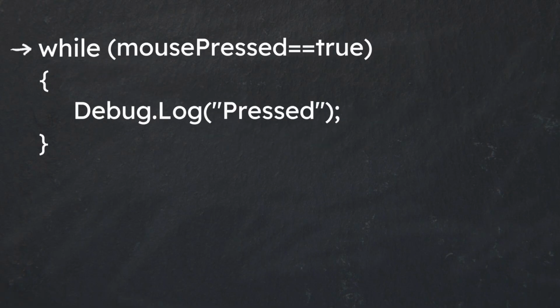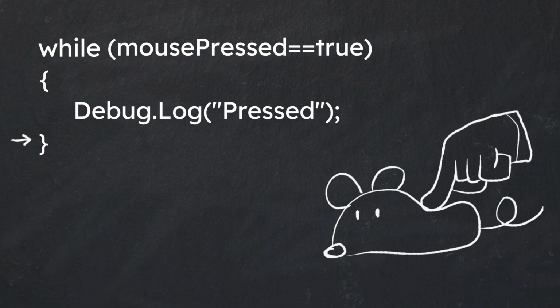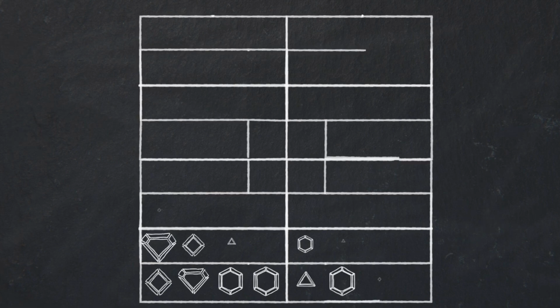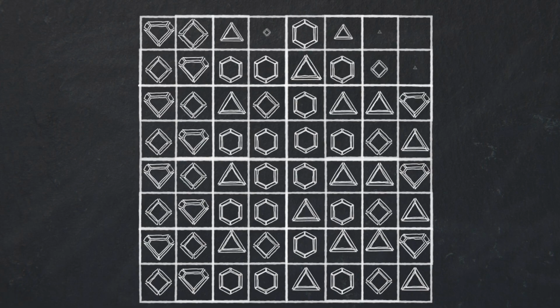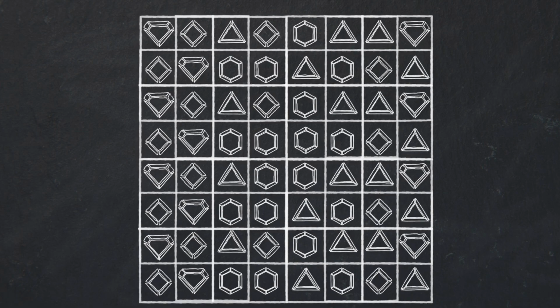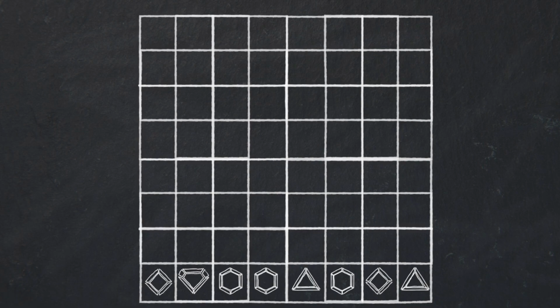In general, a loop repeats a block of code until a certain condition is met. A while loop basically tells the computer, while this condition is true, run this code over and over again. For example, you can use them to print or log every number from 1 to 5 in the console, or print pressed while the mouse is pressed. In our case, we want to generate a grid of gems starting from the bottom left and going to the top right. We'll start out with a loop to generate the bottom row by looping through each column.